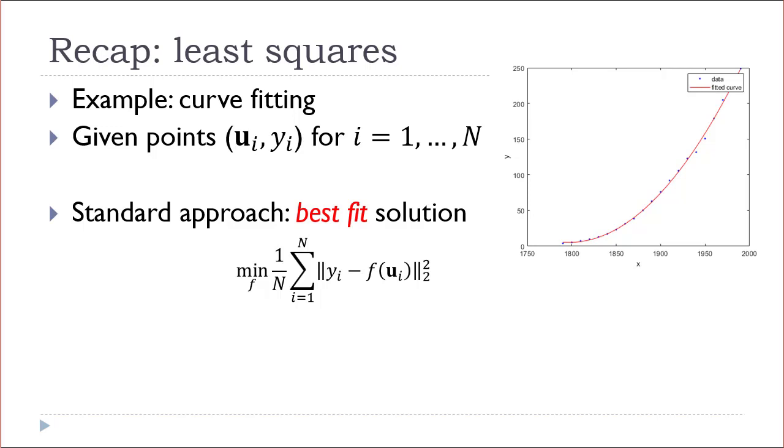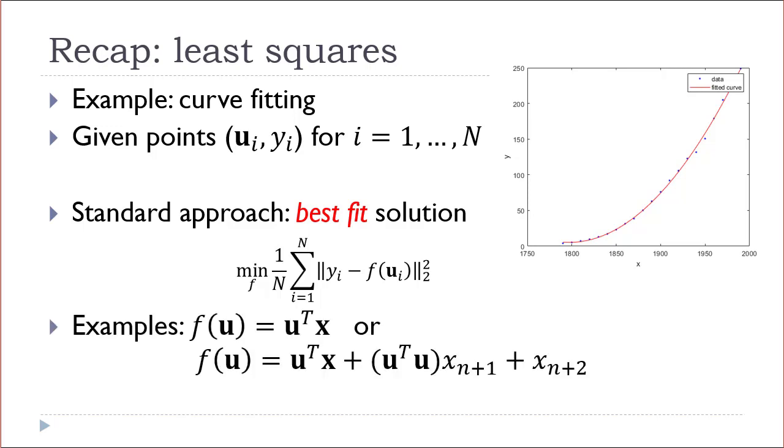and n. Generally, however, we do not want to search over all possible functions f, but instead restrict our search to smaller classes of functions. For instance, in parameterized learning, the class of functions that interest us are those that are fully specified using some reasonable number of parameters. We get the classical least squares problem if the function depends linearly on the parameters. For instance, if the function is specified as u transpose x, or u transpose x plus u transpose u times x_{n+1} plus x_{n+2}. In both these cases, the function f depends linearly on the parameters, or the parameter vector x.